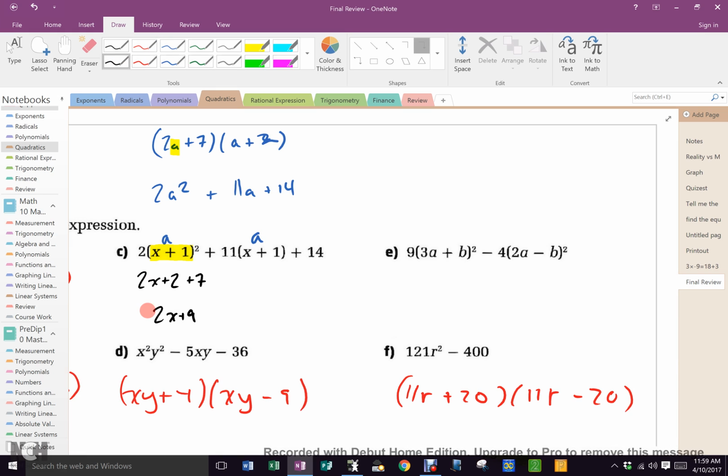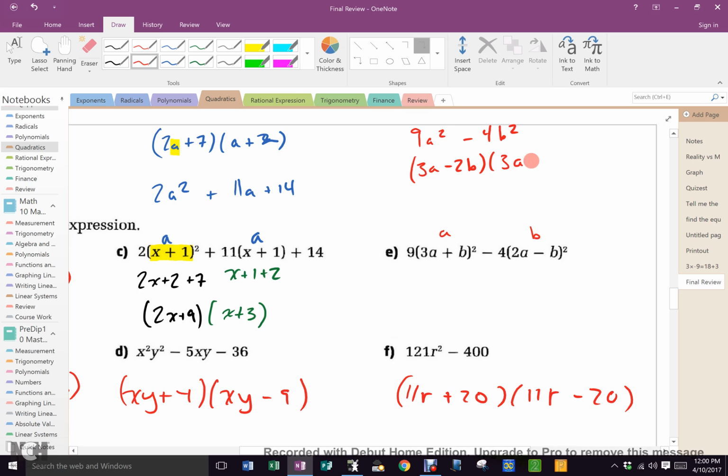And then this one is x plus 1 plus 2. Sorry, x plus 1 plus 2, which is x plus 3. And that's how you get that. And then you do the same thing here. That's a and that's b. So this is 9a squared minus 4b squared, which is 3a minus 2b, 3a plus 2b, and then you just sub these in.